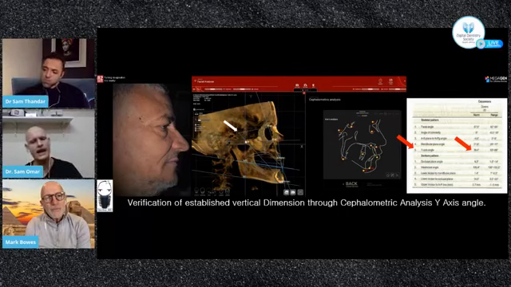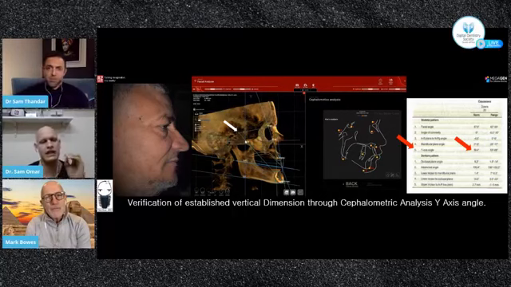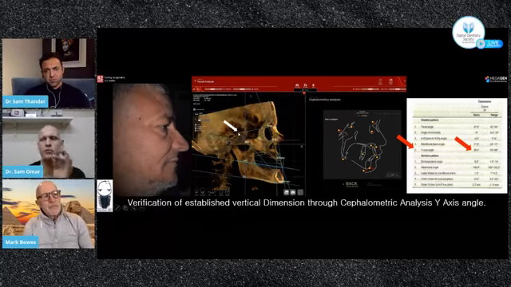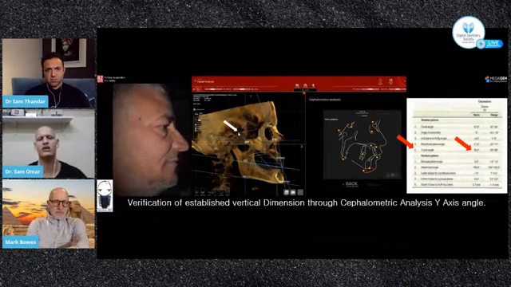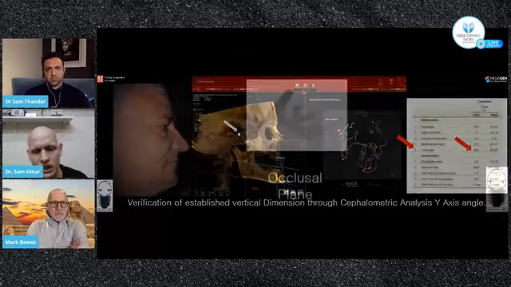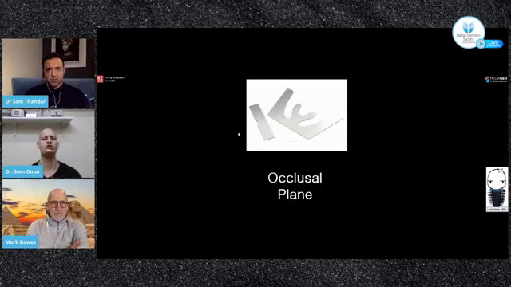So we talked about y-axis angle and how through y-axis angle, which you get an automatic reading for in the software, allows you to know what the proper vertical dimension of the patient is, and if you need to open or close the vertical of the patient. So that's pretty good. Now let's talk about occlusal planes.